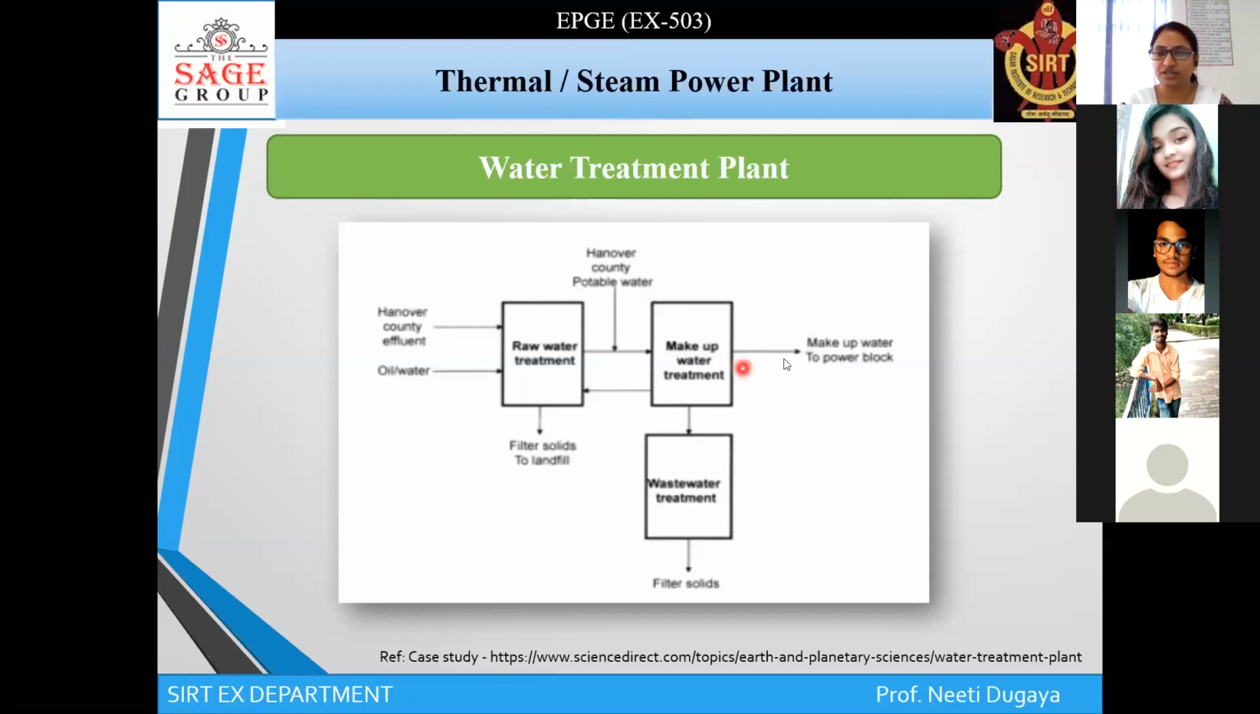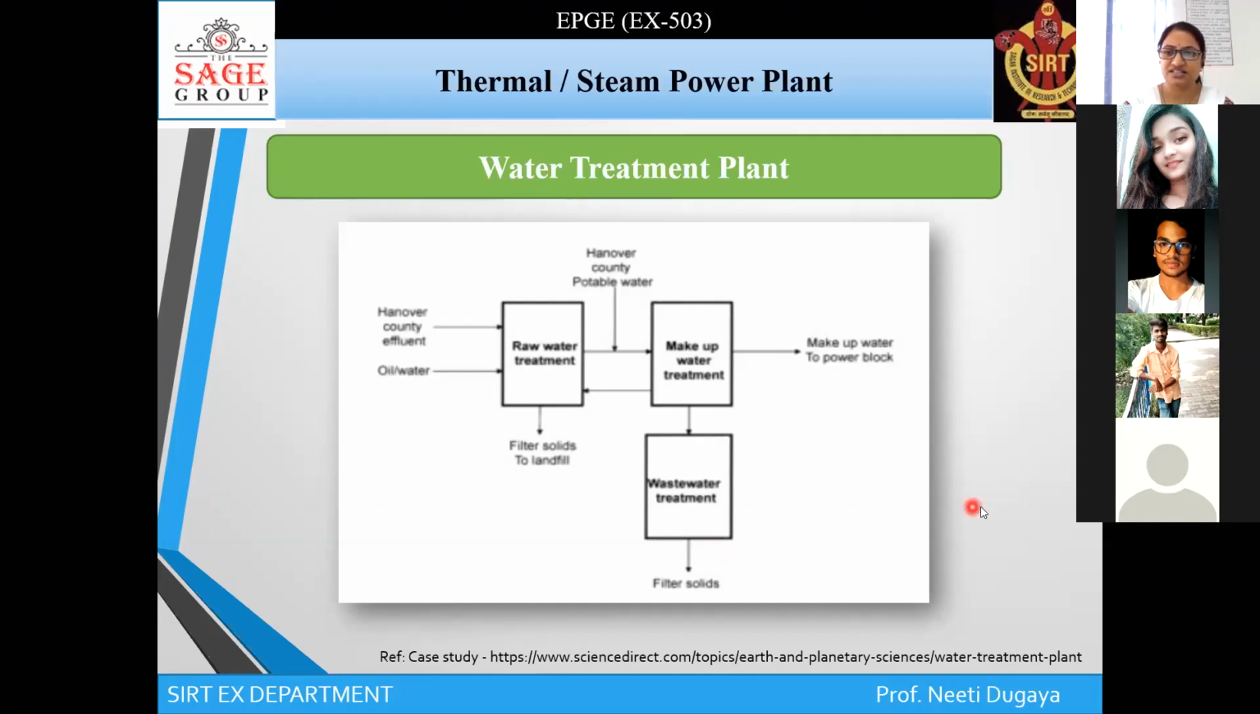So fresh water is also being given along with this raw water for the water treatment, and it is being sent to the makeup water treatment, and the makeup water is sent to the power block again. The remainder of the makeup water treatment is given to the wastewater treatment, and after processing the water, the solid waste which comes out, known as filter solid here, we get so that we can dispose of it in the landfills.